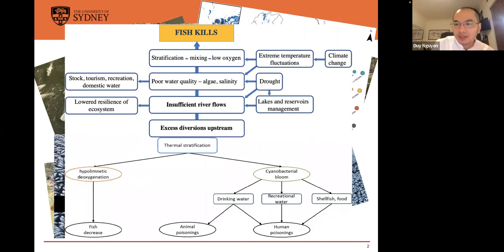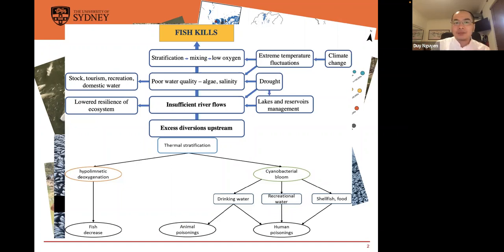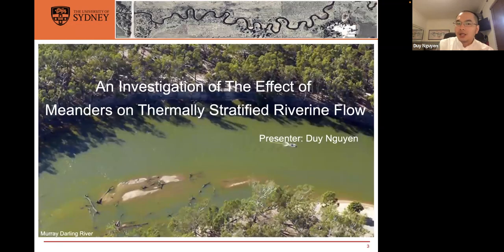Thermal stratification also leads to cyanobacterial blooms, and it leads to poisoning or the reduction of water quality. So it leads to animal poisonings and human poisonings. So that's why it is really important to learn what caused it and what affects or changes thermal stratification in a riverine environment. So that is what led to the motivation of my research.